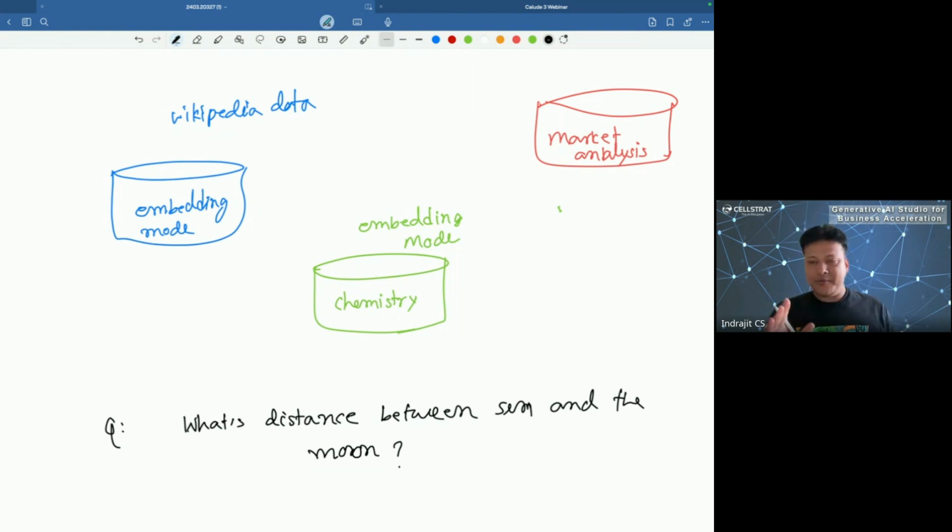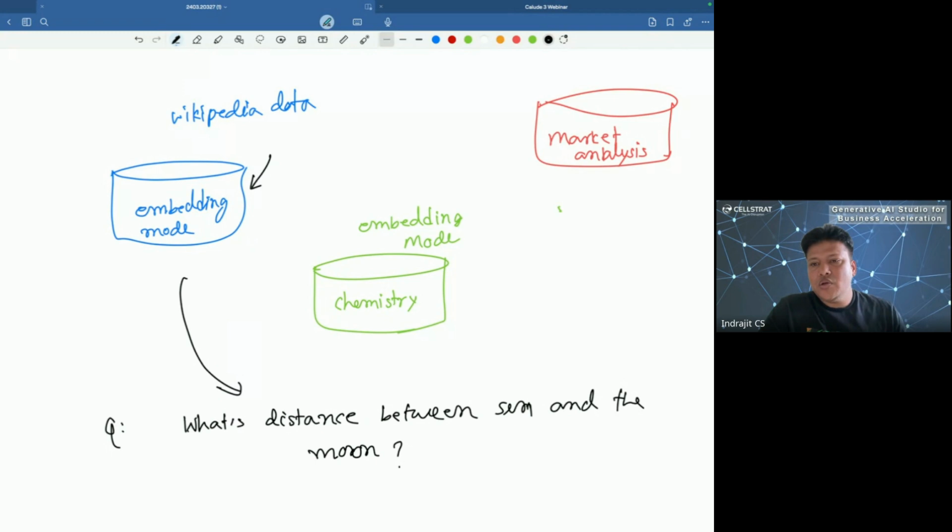There is a probability that we would not get anything good, right? Maybe Wikipedia would give us something, because Wikipedia has sun and moon related information. But if we go a little bit deeper, let's say, tell about the molecules and the fusion in the sun, what is happening, and if that data is not there in any of these embeddings, we are not going to get that answer.